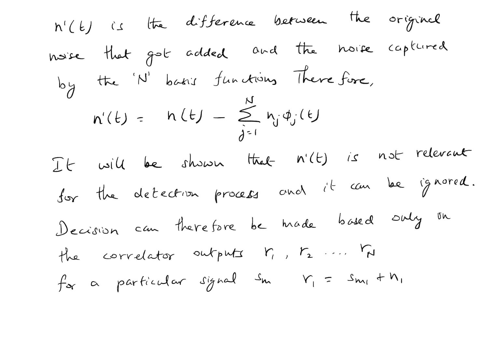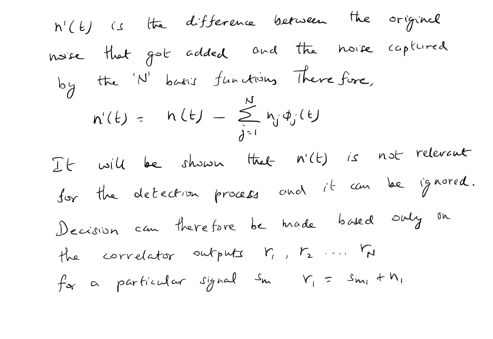So the noise which lies outside the signal space is nothing but the total noise minus the noise that has been factored into the signal space, right? So that difference gives us the noise which is outside the signal space of interest for us.